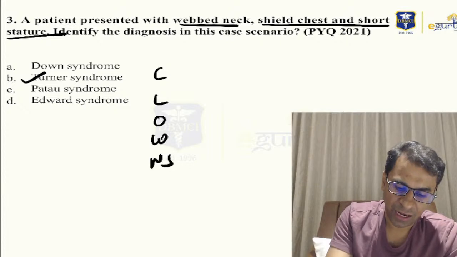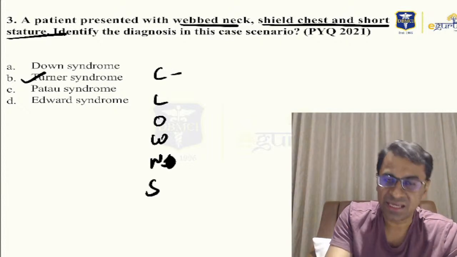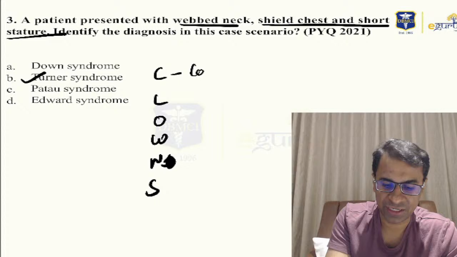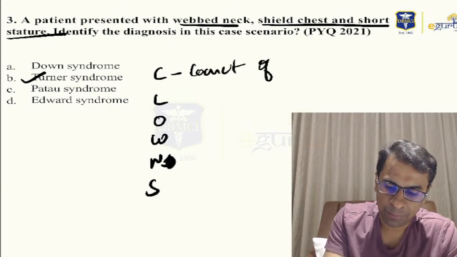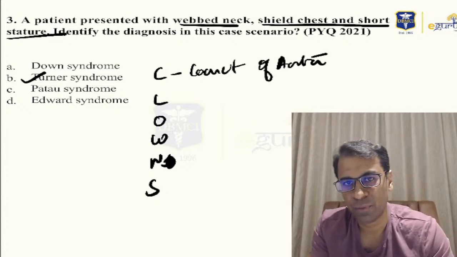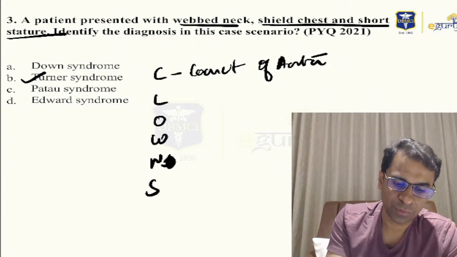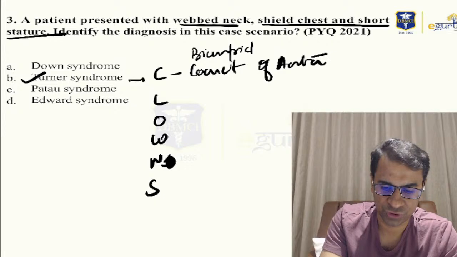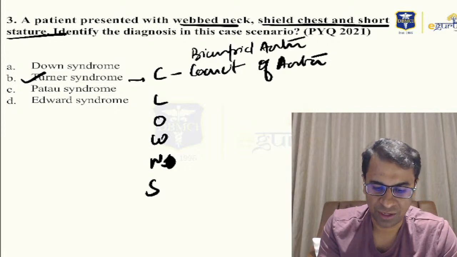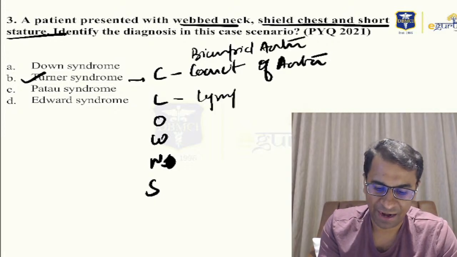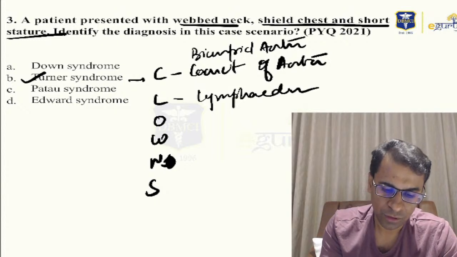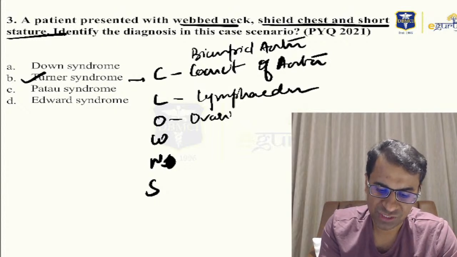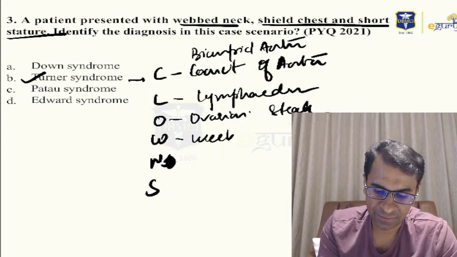The C is coarctation of aorta. But remember, the most common cardiac anomaly in Turner syndrome is not coarctation, it is bicuspid aortic valve. This is a very frequently asked question. L is lymphedema of hand and feet. O is the ovaries, which are streak ovaries, that means underdeveloped ovaries. W is the webbed neck.